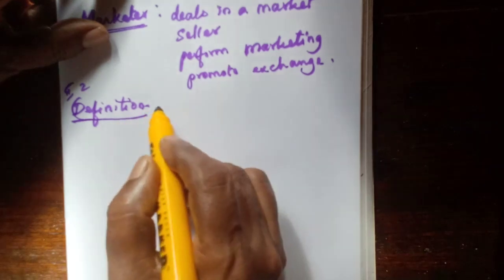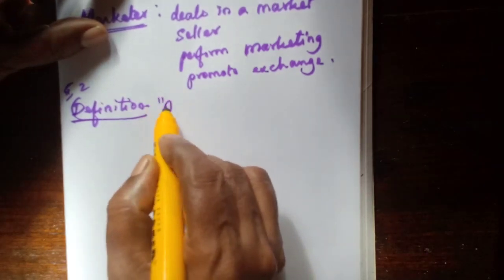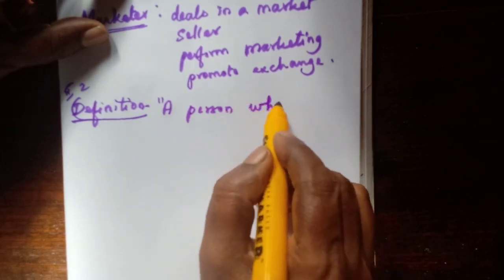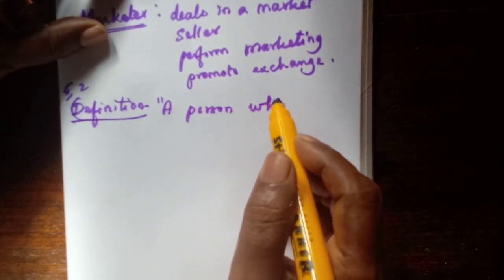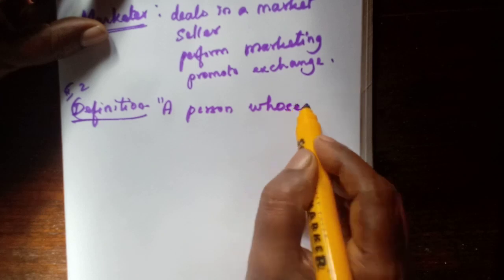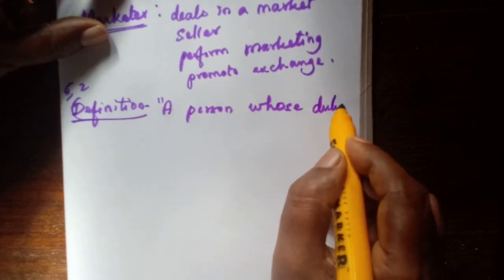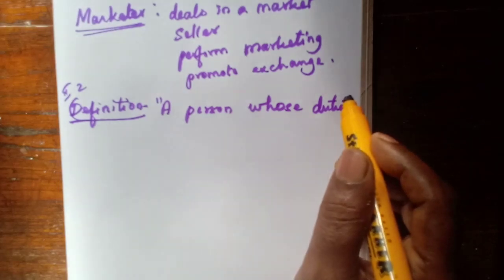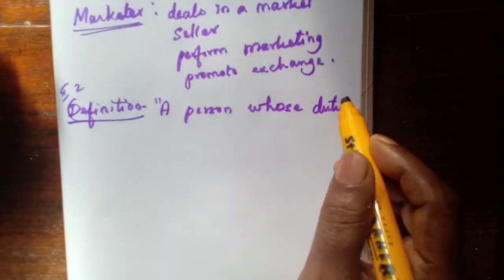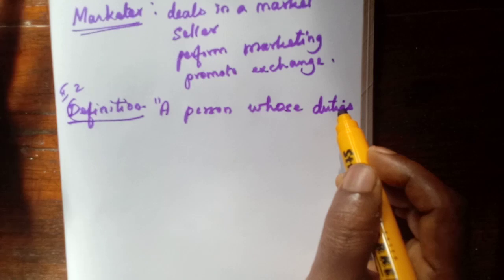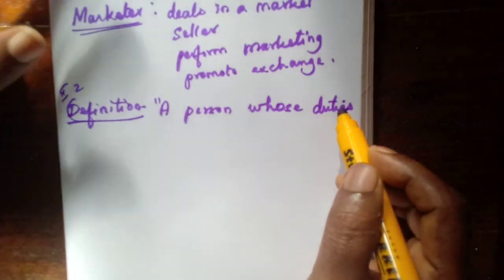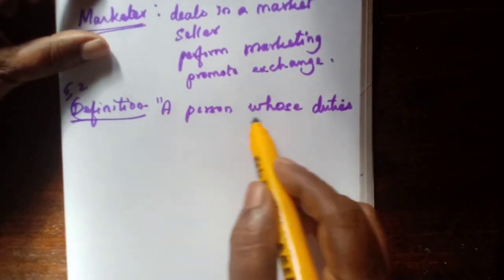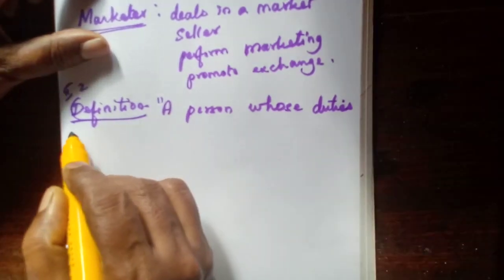A person. So we know he is a person whose duties include, so he has two duties. Okay. What are the two duties he has to do? He has to identify the goods and services desired by a set of consumers, and he has to market those goods and services on behalf of the company. That's all.